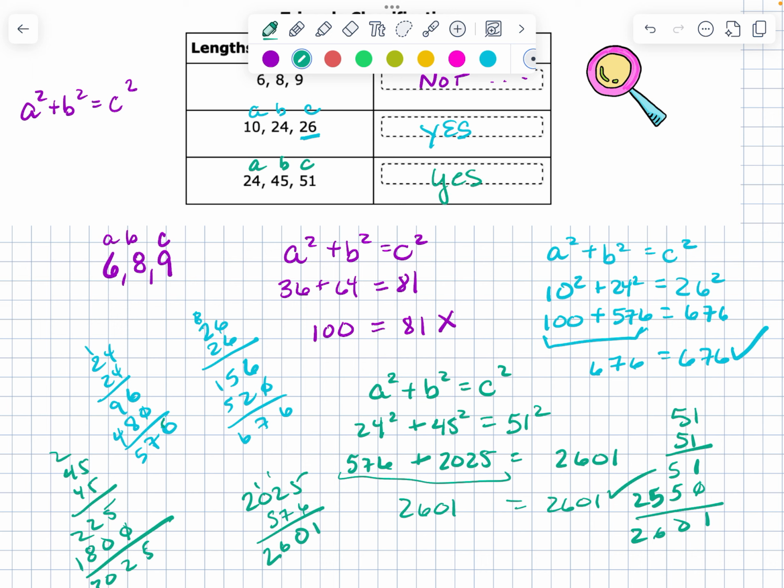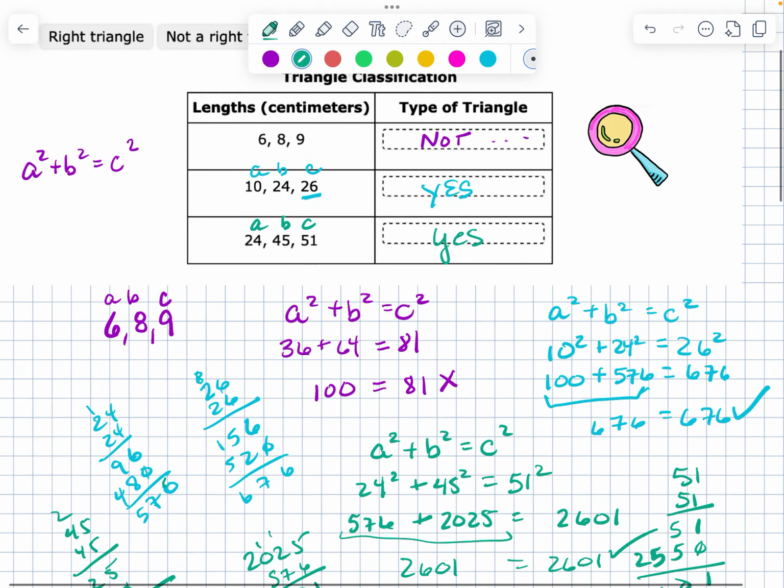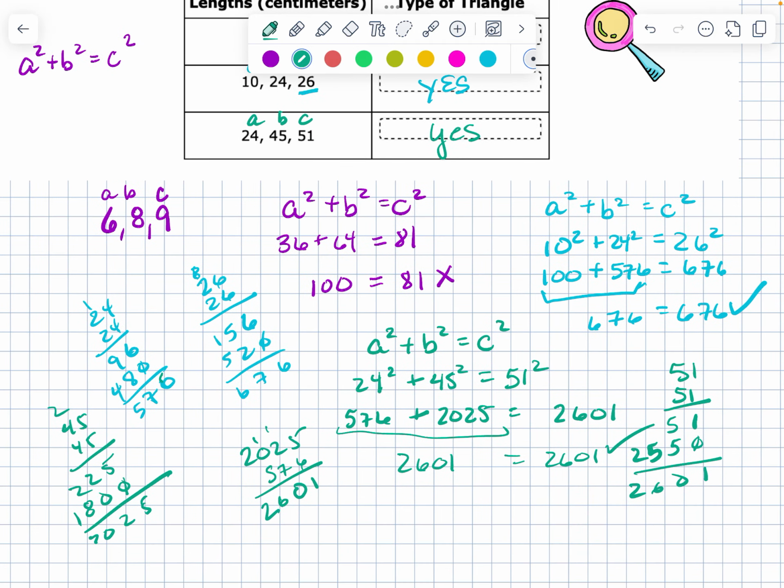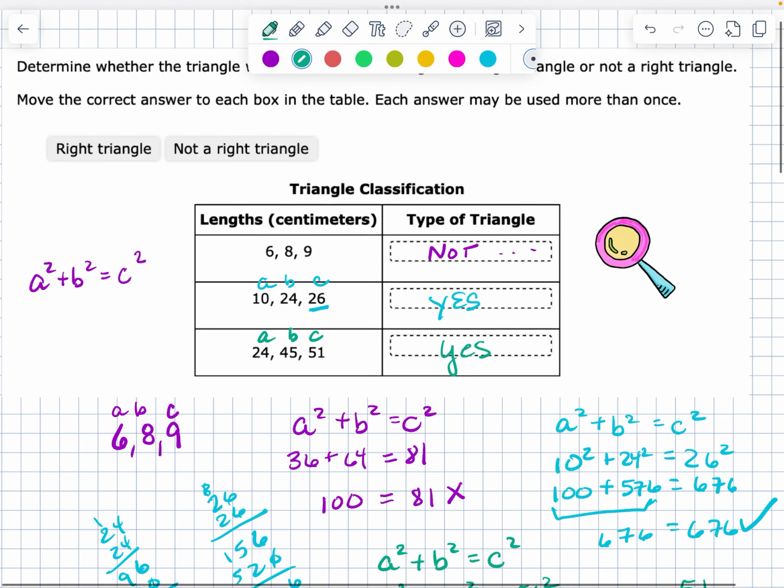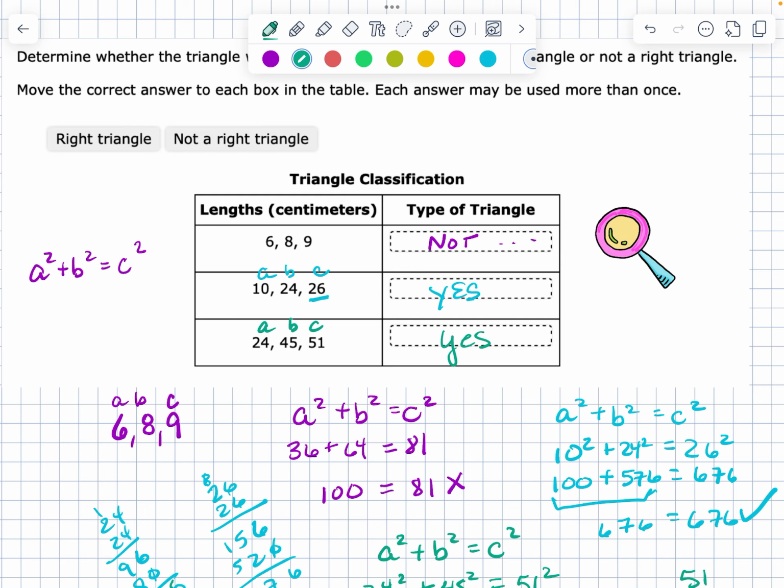Okay? That's all you have to do to figure it out. And if you have a calculator, it may go a little bit quicker. All right? I hope this helps, and I'll see you in the next one.